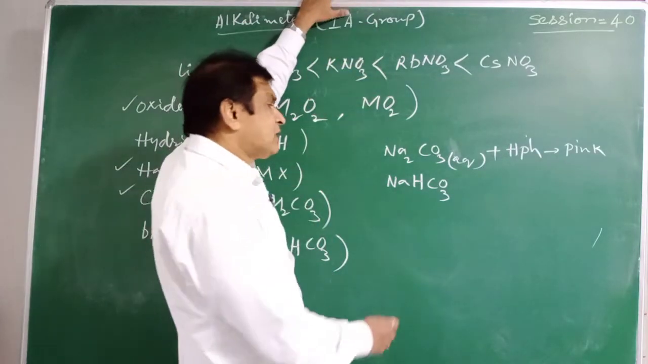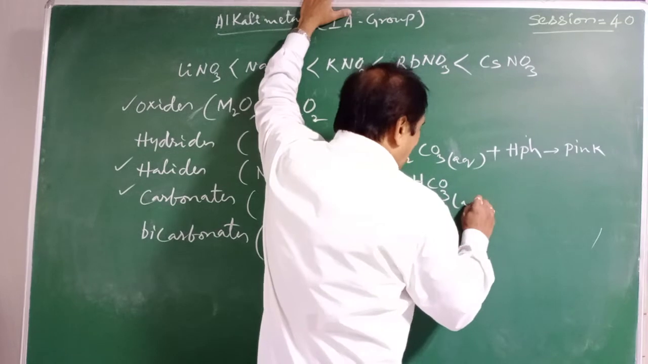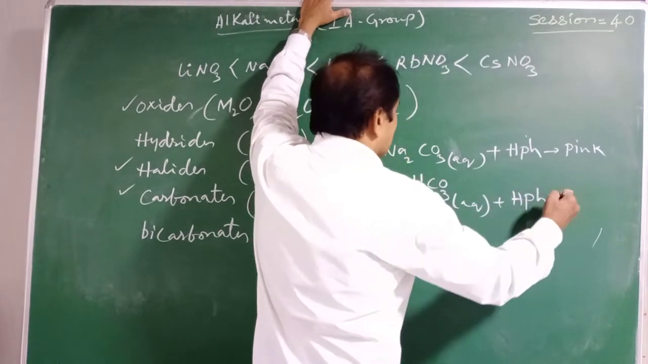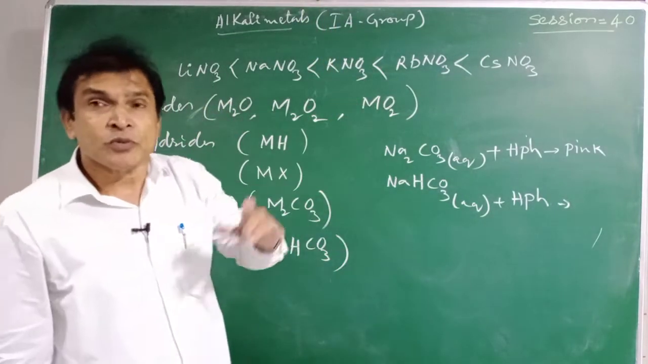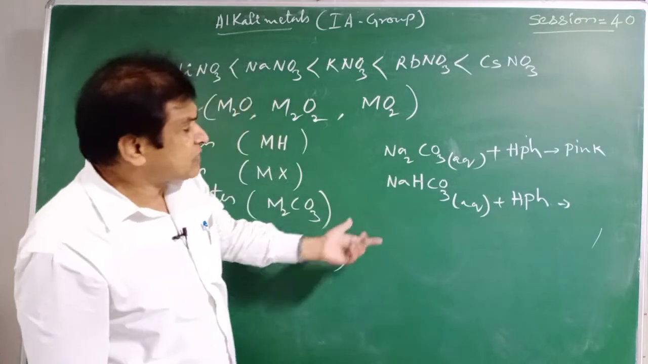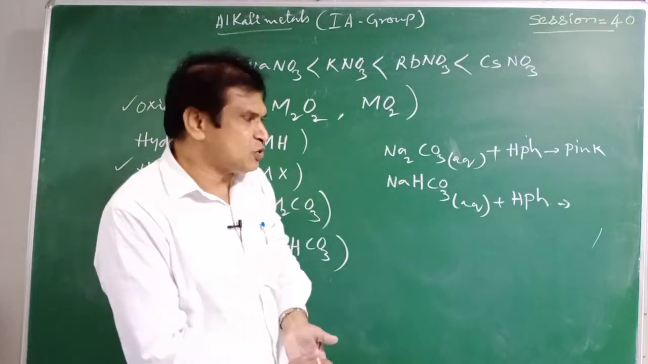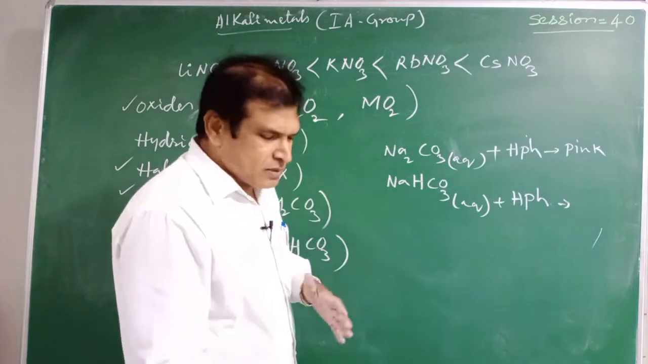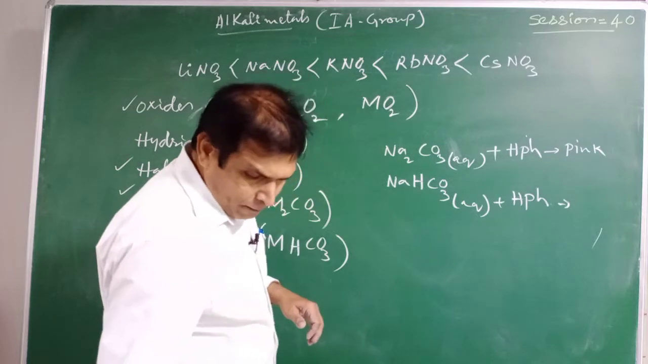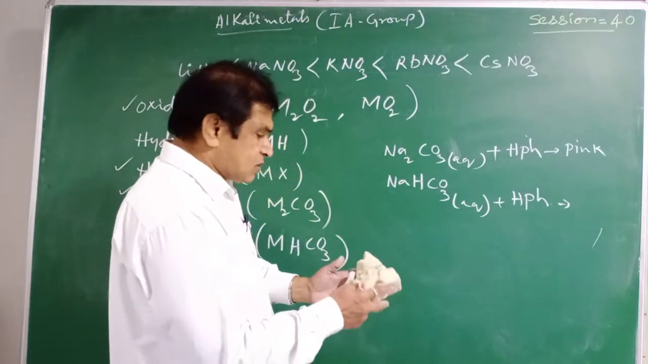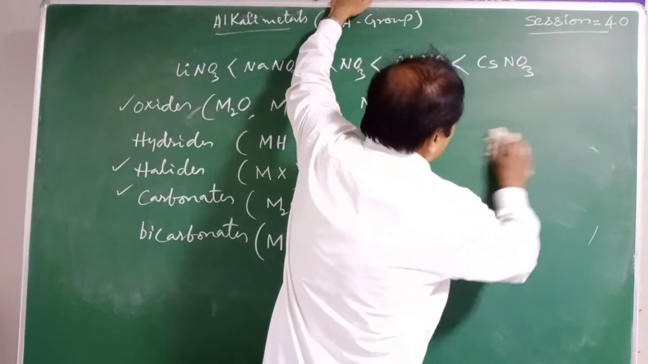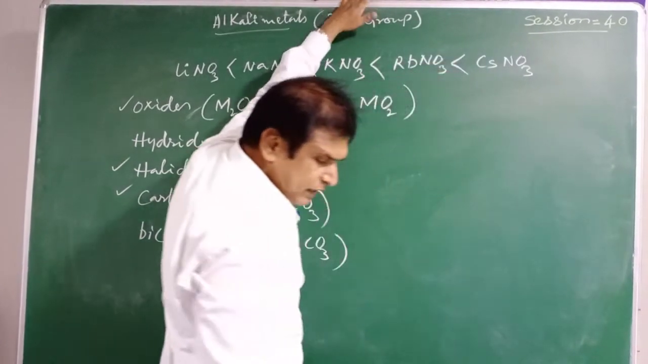Now when the same phenolphthalein indicator is added to the aqueous solution of bicarbonate, due to less basic nature, the solution remains colorless. The solution which remains colorless upon adding phenolphthalein indicator, we can identify it as a bicarbonate solution. So that is how we can identify the carbonate and bicarbonate. That is called qualitative analysis.